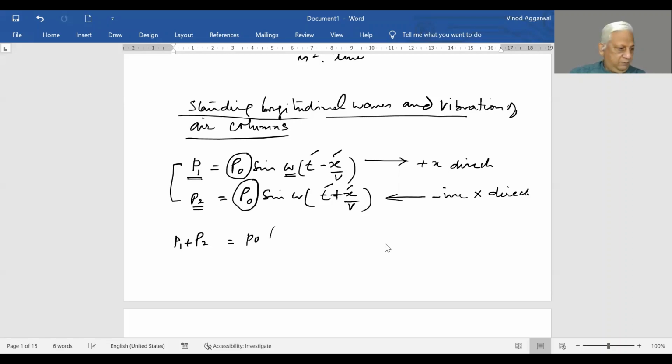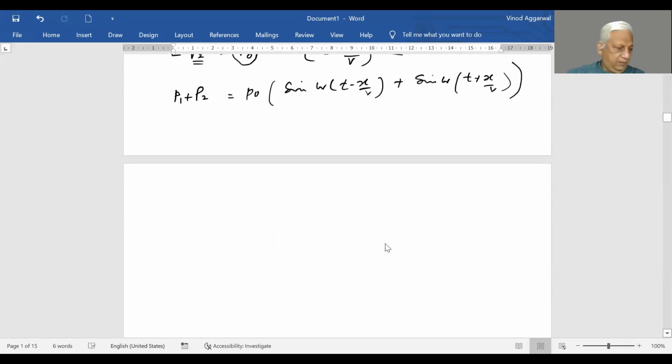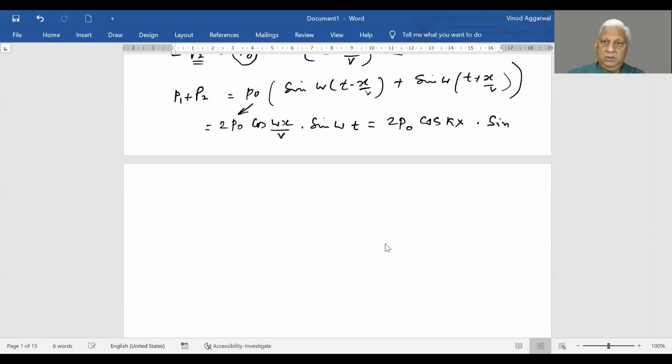This becomes P0 sine omega. Okay, and if we simplify it, it becomes 2 times P0. It simplifies to this equation, which is same as 2P0 cos kx into, where k is this portion.